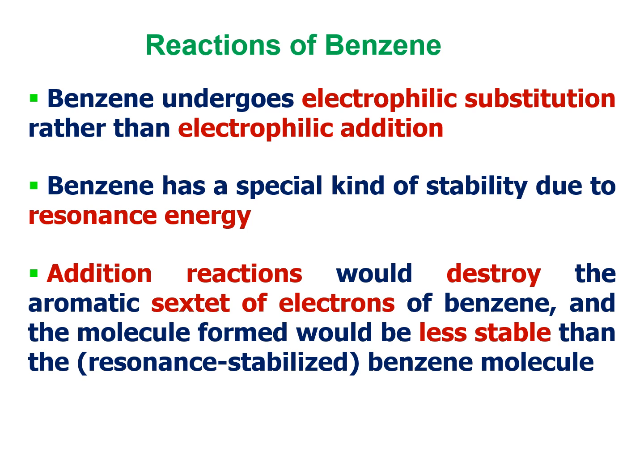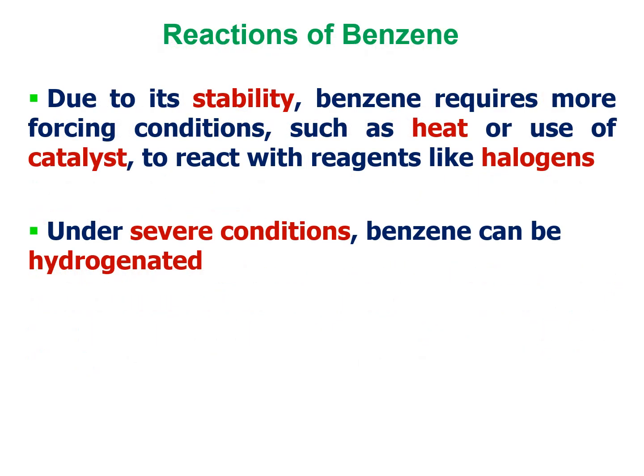Benzene has a kind of stability due to resonance energy. And because of that, an addition reaction will destroy the aromatic nature of benzene. And because benzene is stable, benzene cannot react without a catalyst or heat, unlike other unsaturated compounds that don't need a catalyst. They need a reagent, not a catalyst. Under severe conditions, benzene can be hydrogenated. And if benzene is hydrogenated, it ceases to be benzene. The aromatic character will be destroyed.